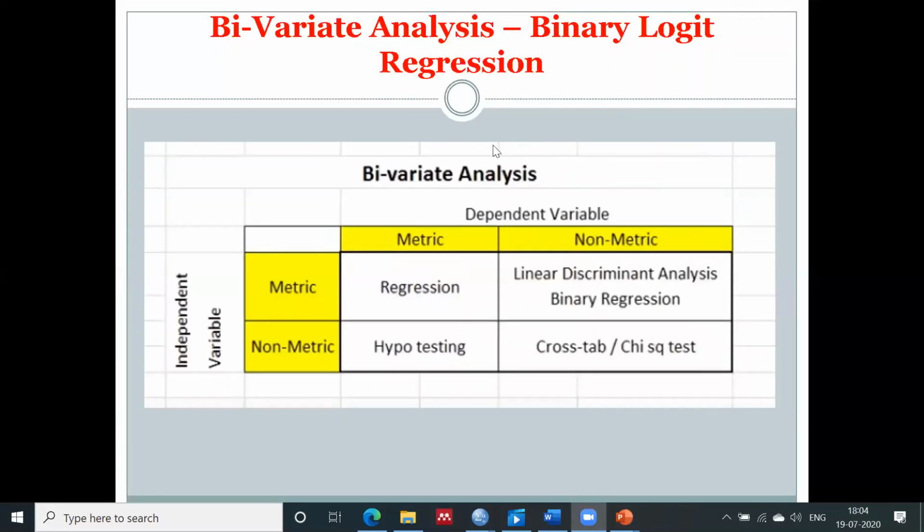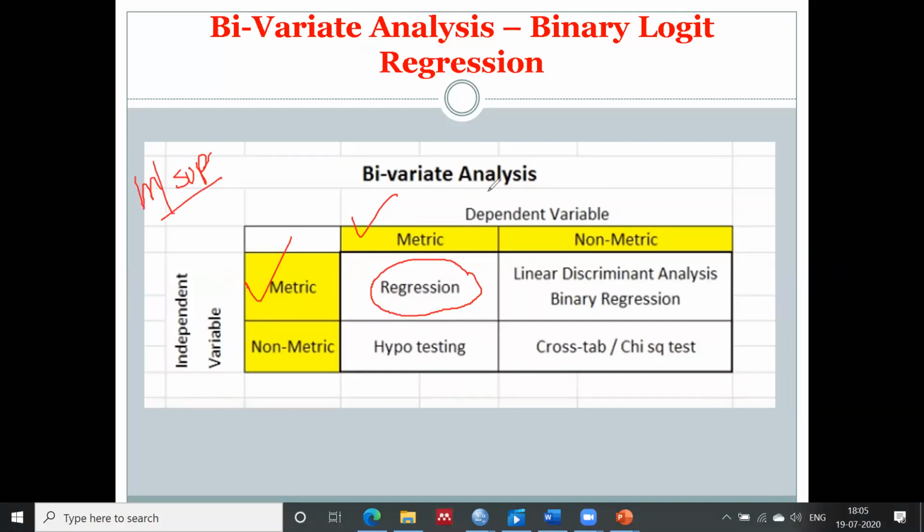Okay. So logit regression, basically, you can see in this table, here we have dependent and independent variables, in metric and non-metric form, right? So if my dependent and independent variables are in the metric form, then I have to apply regression, right? If both variables are in the metric form, like this one and this one, I have to apply the regression model, right? Simple linear or multiple regression, it depends on your data.